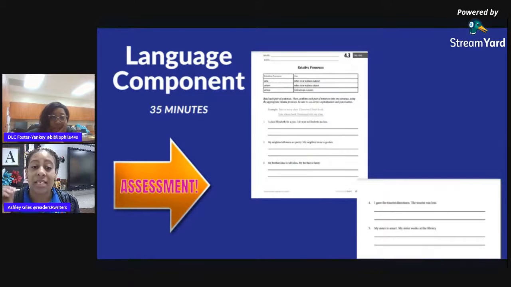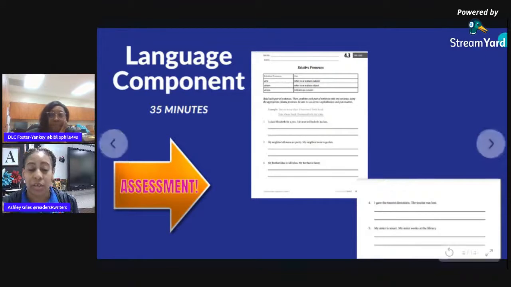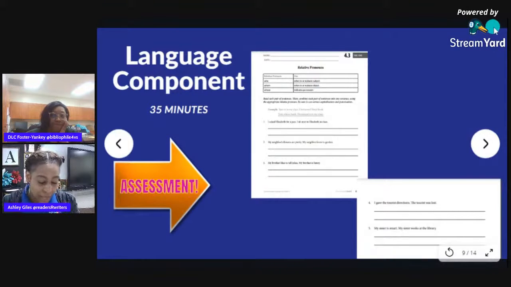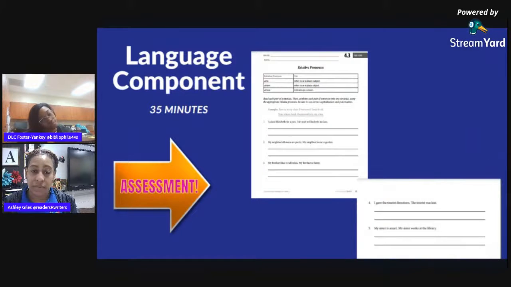So this is tied to the lesson, to the objective, but they're going to be doing other activities, like I said. Keep in mind, this lesson is 35 minutes long. So you're going to start off, tell the students that we're going to talk about relative pronouns today. Remind them that the pronoun replaces the noun. Every pronoun refers to a specific noun.